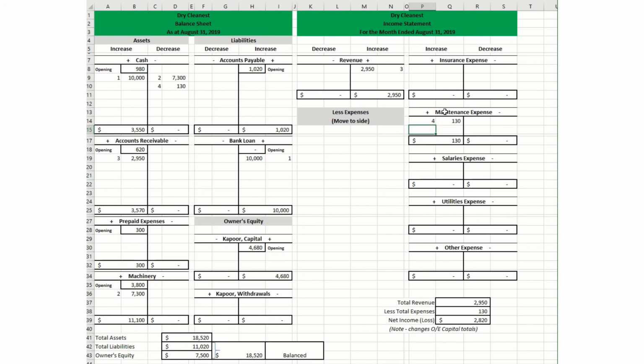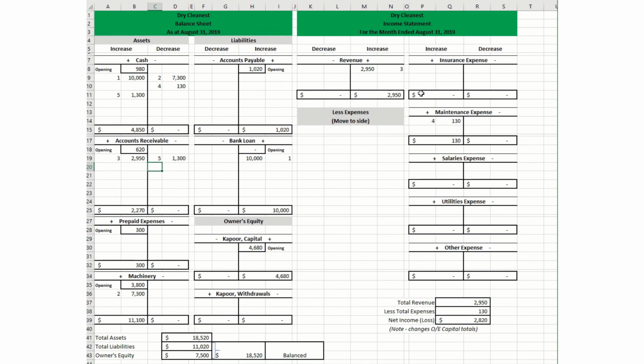Item number 5, or transaction number 5, we collected $1,300 from clients who owed us money. So transaction number 5 is we collected $1,300, which is an increase of cash. However, it's a decrease in receivables because now our customers owe us $1,300 less than they did before.